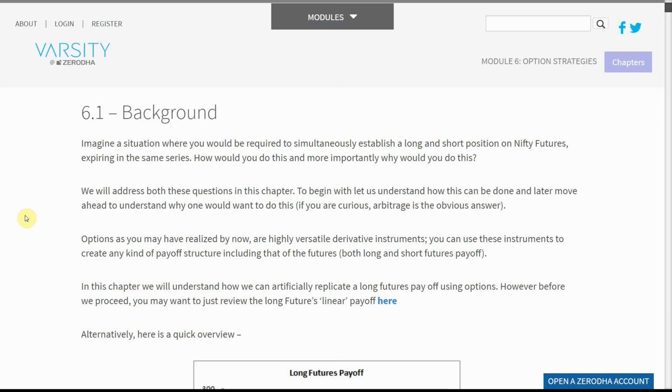To begin with, let us understand how this can be done and later move ahead to understand why one would want to do this, if you are curious. Arbitrage is the obvious answer. Options, as you may have realized by now, are highly versatile derivative instruments. You can use these instruments to create any kind of payoff structure, including that of the futures, both long and short futures payoff. In this chapter, we will understand how we can artificially replicate a long futures payoff using options.